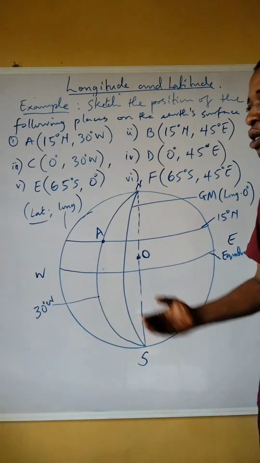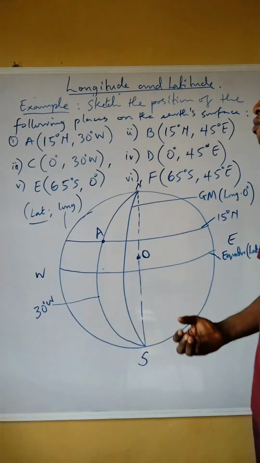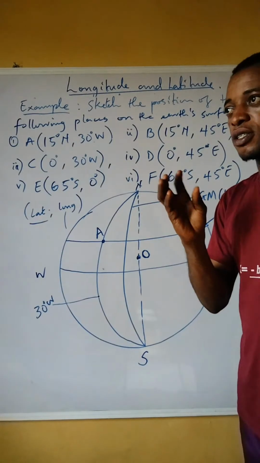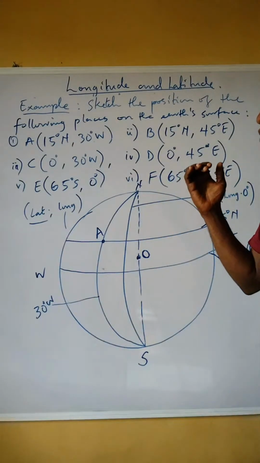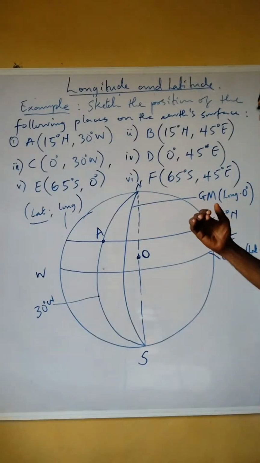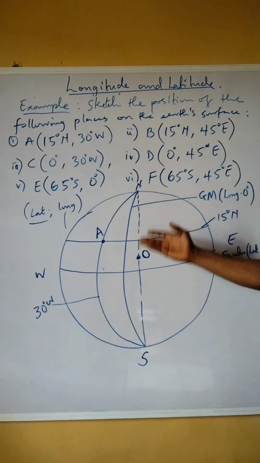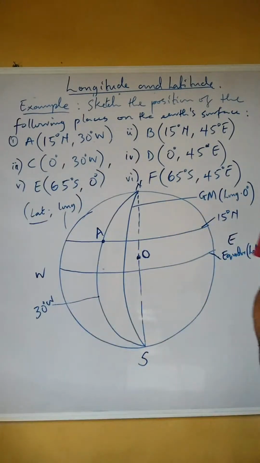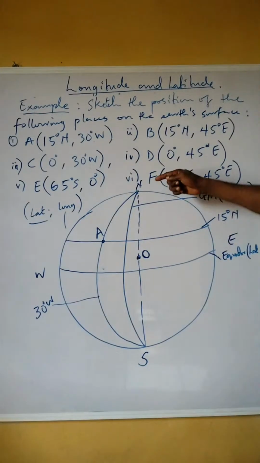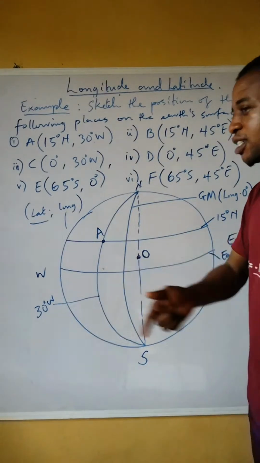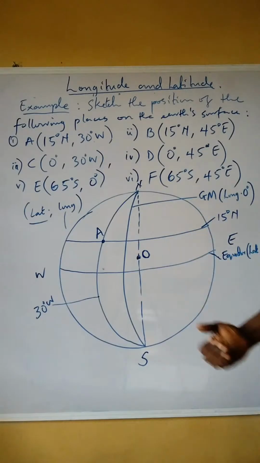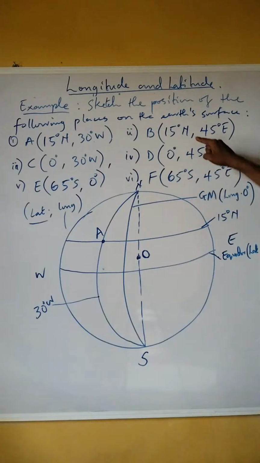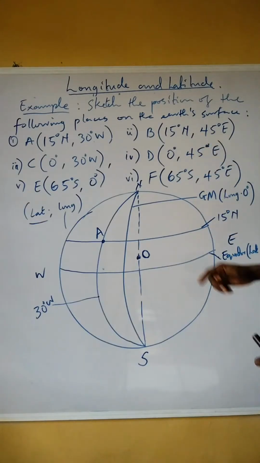So this point A could be any country or any city. Each country is located on a particular longitude. Like London is on the Greenwich meridian. So every country is located on a particular longitude. So that is how to locate this particular place. Now, the same way we can locate this point B.